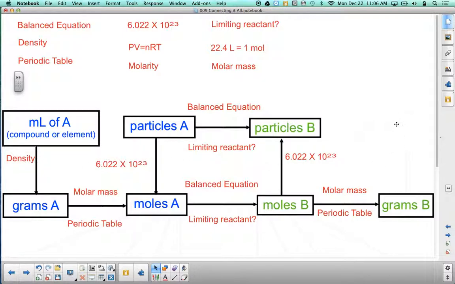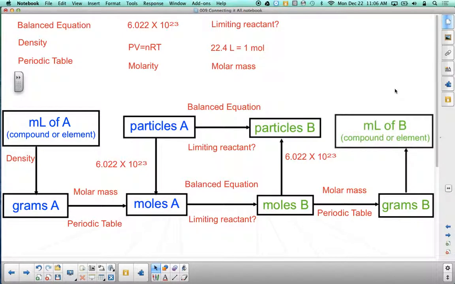Just like getting back to grams, getting back to milliliters can happen on the other side as well. Once you make it all the way to grams of B, if the problem requests that you give an answer in terms of milliliters, all we've got to do is look up the density of B, and we can get ourselves back to milliliters at that point as well.